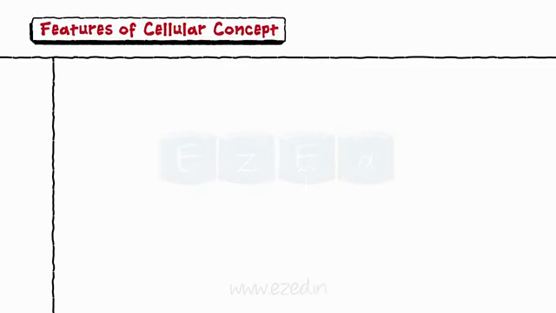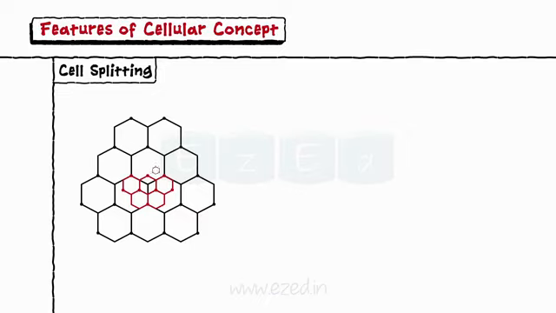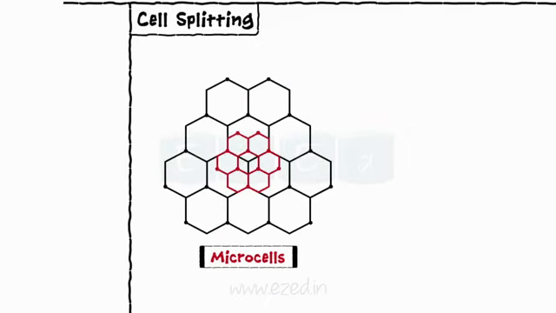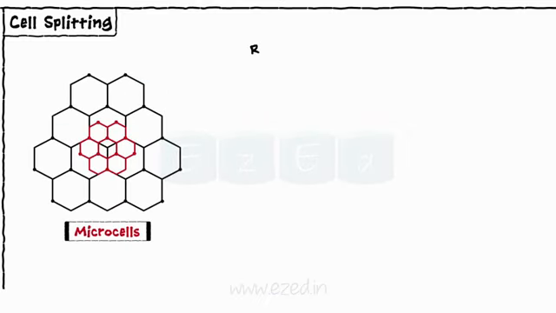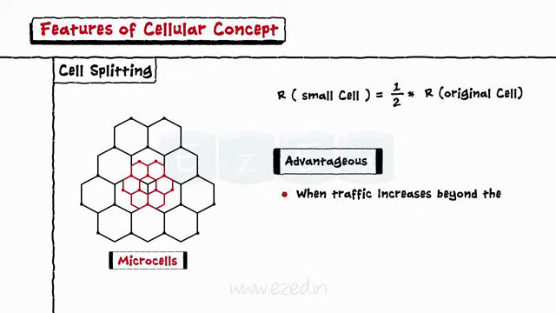The second feature of the cellular concept is cell splitting. In cell splitting technique, each cell is divided into smaller cells known as microcells. The radius of these small cells is half of the original radius. Cell splitting technique proves advantageous when the traffic of cell phone users increases beyond the limit of a regular cell.